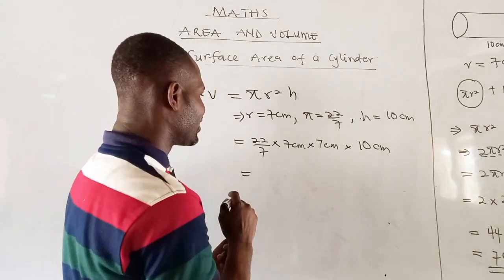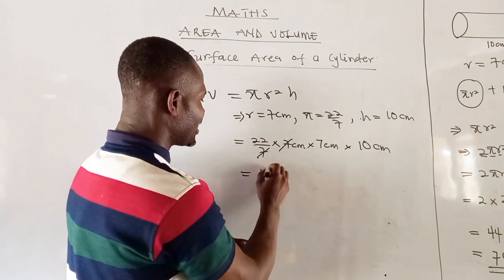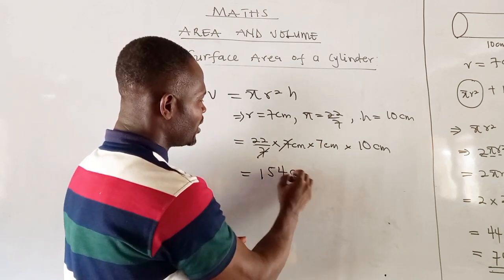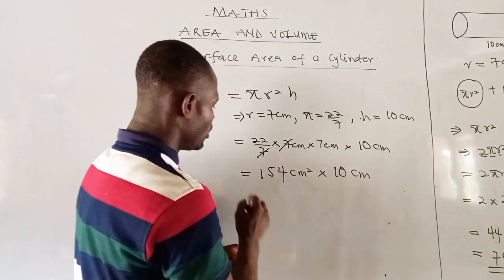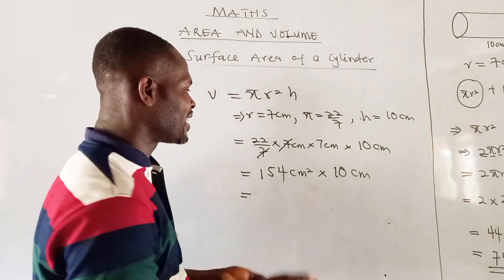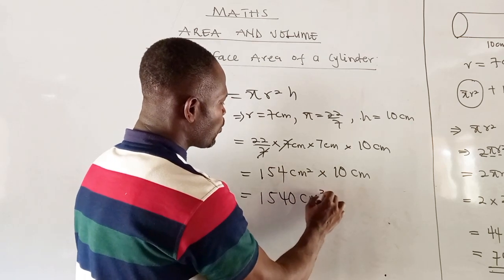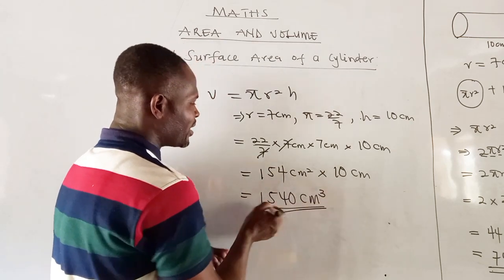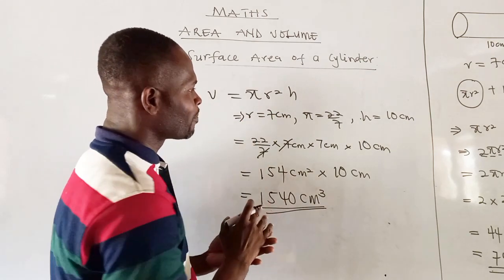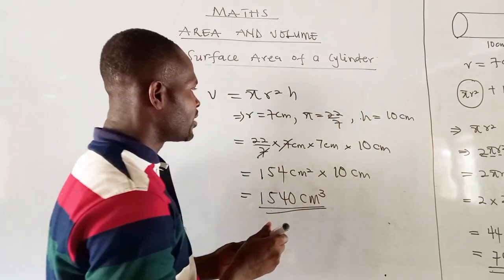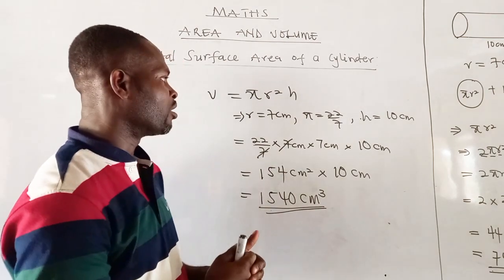We see from here that the 7 will cancel this. Then we have 22 times 7, which gives 154 centimeters squared, times the height of 10 centimeters. So 154 times 10 gives us 1540 centimeters cubed as the volume of a cylinder when the radius is 7 centimeters and the height is 10 centimeters, taking pi to be 22 over 7.